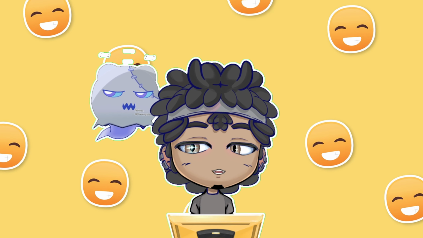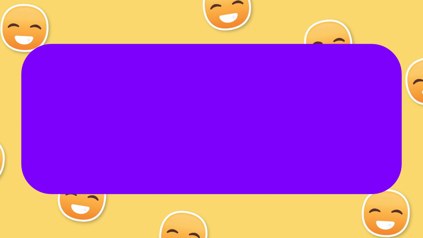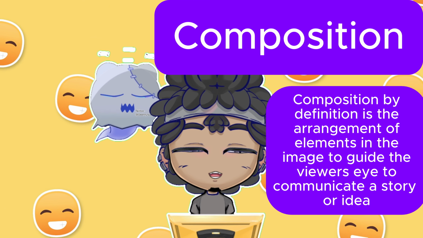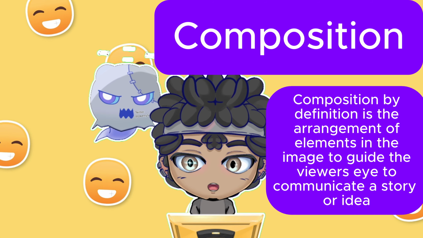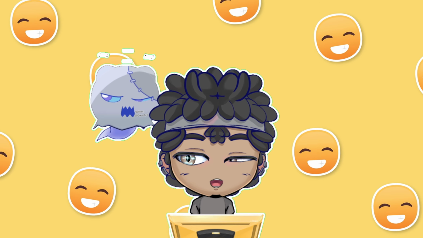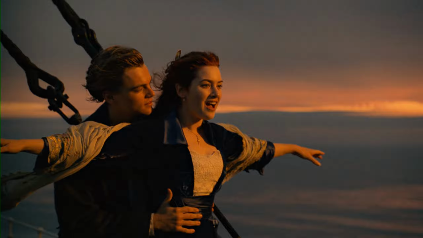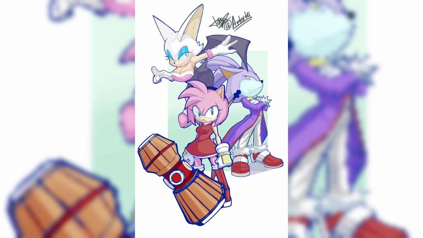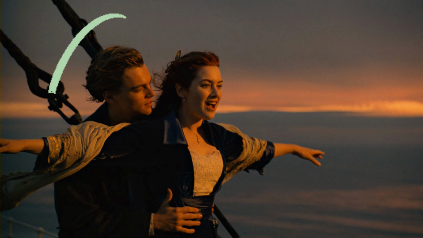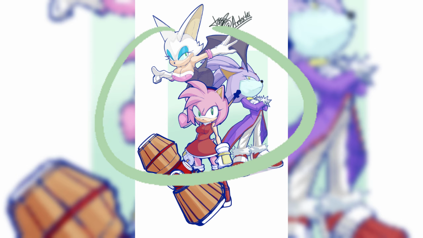Today we're breaking down one of the most important fundamentals in art, composition. Let's get to it. Now let's ask, what is composition? Composition, by definition, is the arrangement of elements in an image to guide the viewer's eye and communicate a story or idea. As you can see in these examples from the very beginning of the video, in this movie frame, this manga panel, this game scene, and even my own artwork, you can have an idea where the eye should go, or at least be focusing on most.